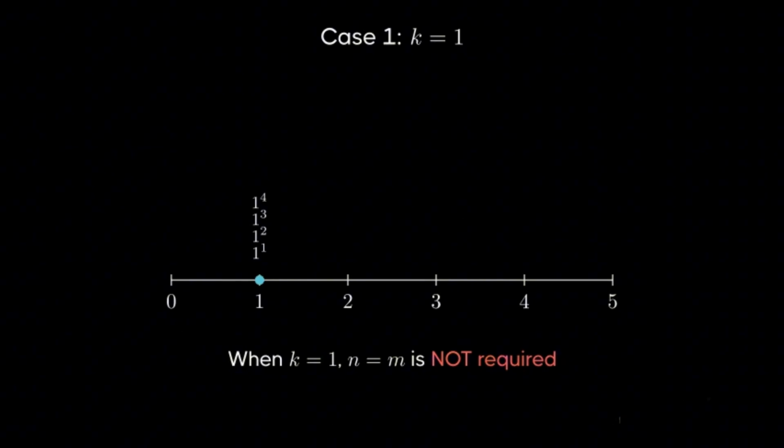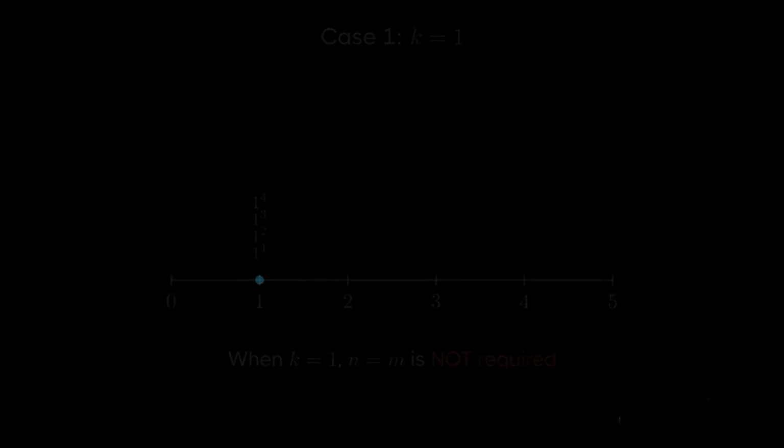Having examined our first counterexample, let's move on to another important case that challenges our original property. Our second counterexample explores what happens when k equals 0.